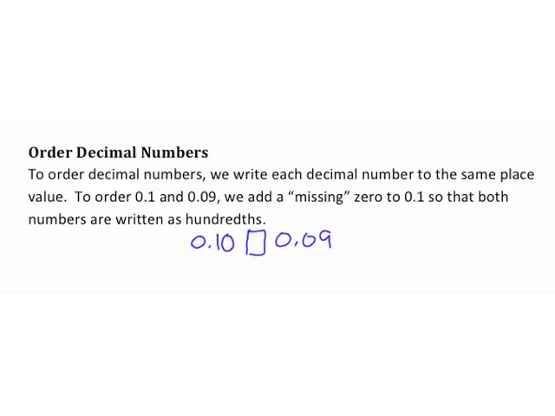Put a little comparison box there in the middle. Now both numbers are written to the hundredths place, so now it's easy to compare. I have 10/100ths or 9/100ths. Well, it's easy to see that 10/100ths is greater than 9/100ths. So we write each of the numbers to the same place value. It makes it a lot easier to compare them.